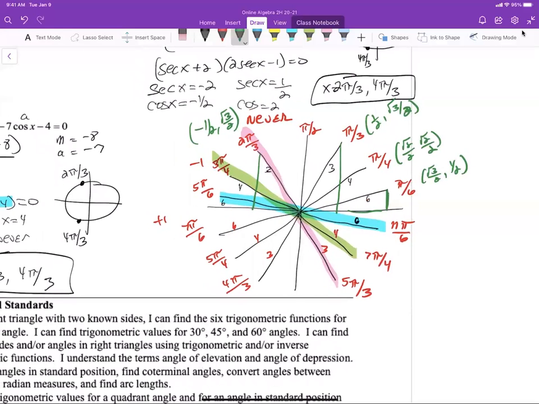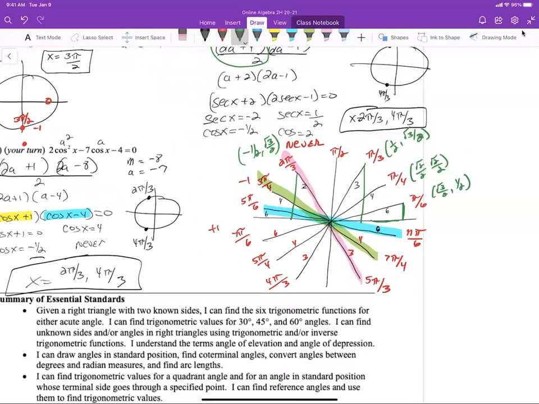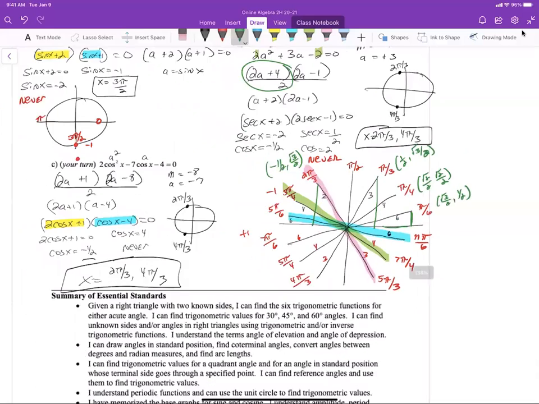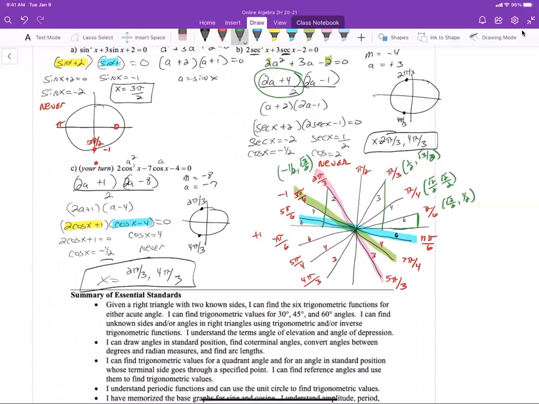Hope that makes sense. Again, keep working on your angles so that you can understand where you're at. I know you don't have to memorize it in this class, but I personally think it will help you be more efficient and more confident in your work.